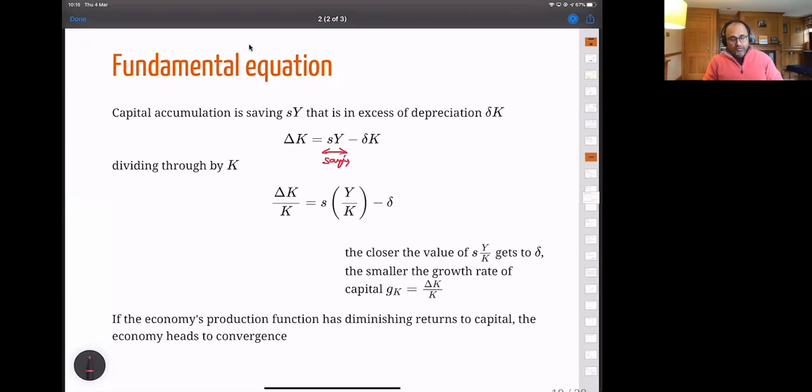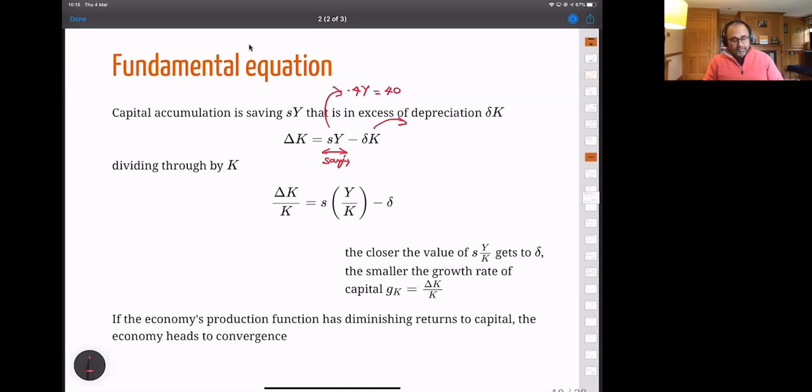So this is total income times the proportion you save. In our example, this is 0.4 times Y, and that was 40 pounds of saving. Then take away the depreciation. Here, delta is the rate at which capital stock is depreciating. So capital stock K is depreciating at the rate delta.